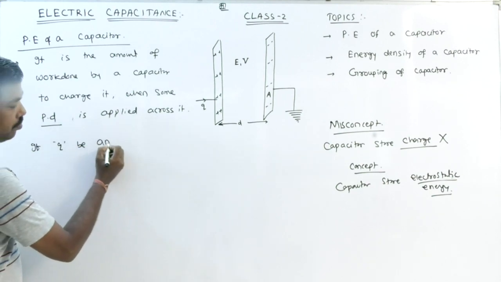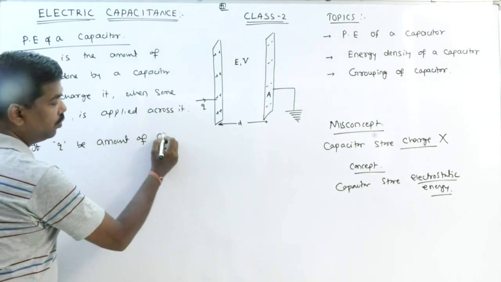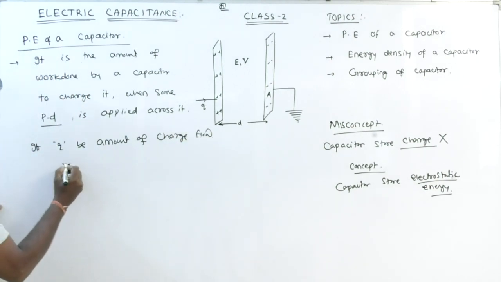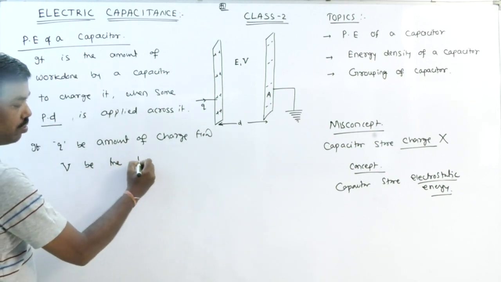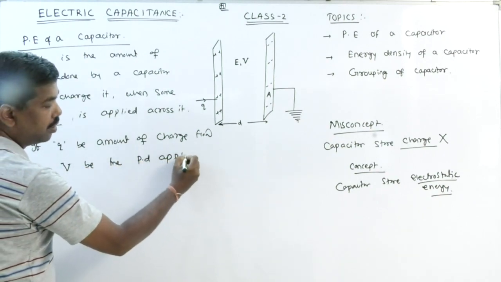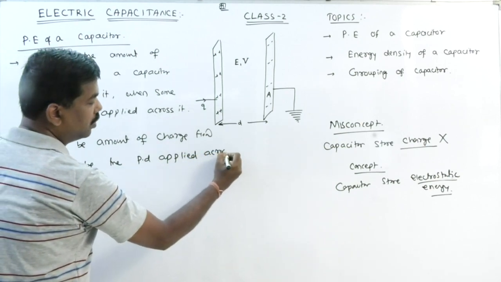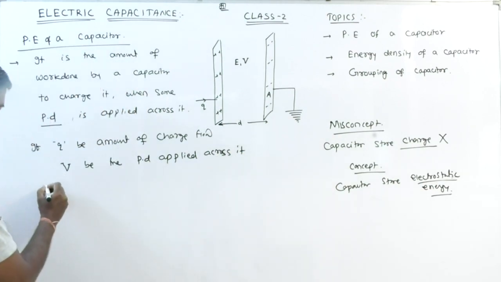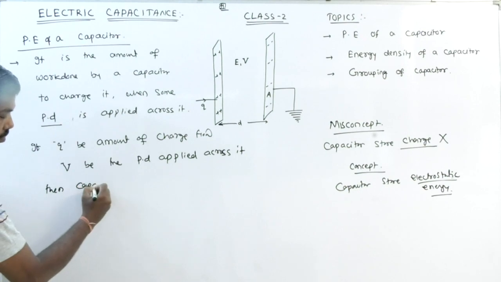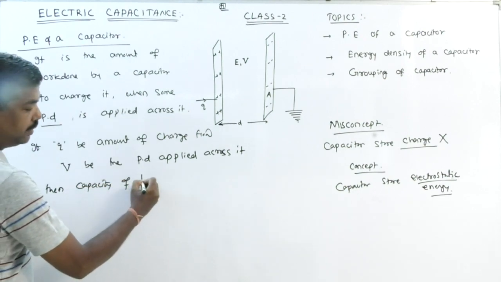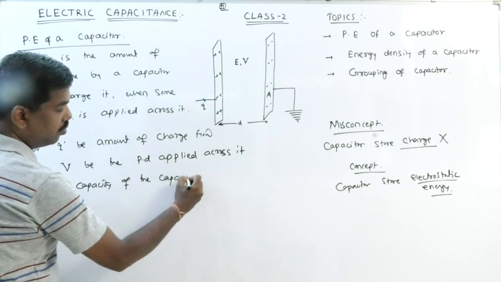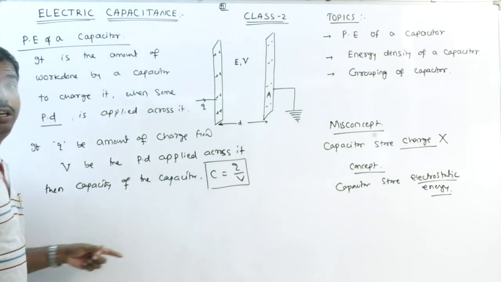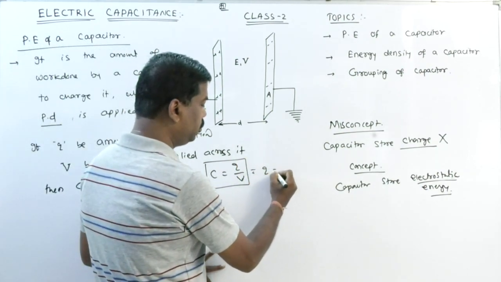If Q be the amount of charge flow, V be the potential difference applied across it, then the capacity of the capacitor C is equal to Q by V. Clear? Or I can write Q is equal to CV.